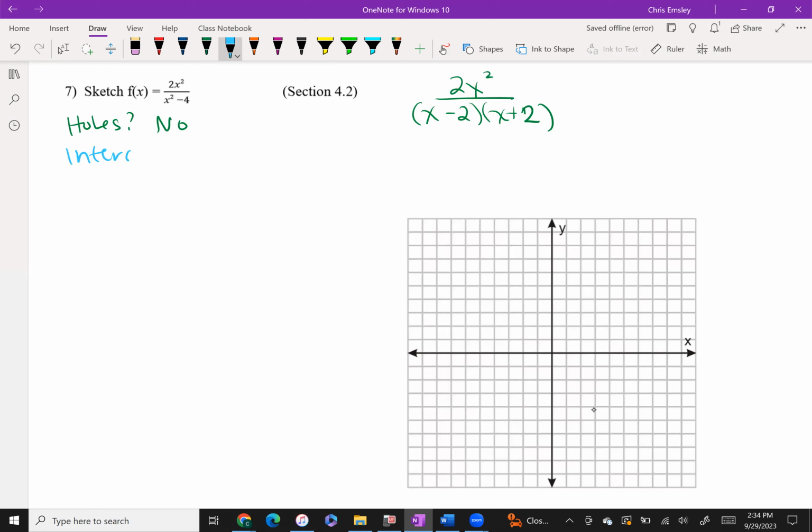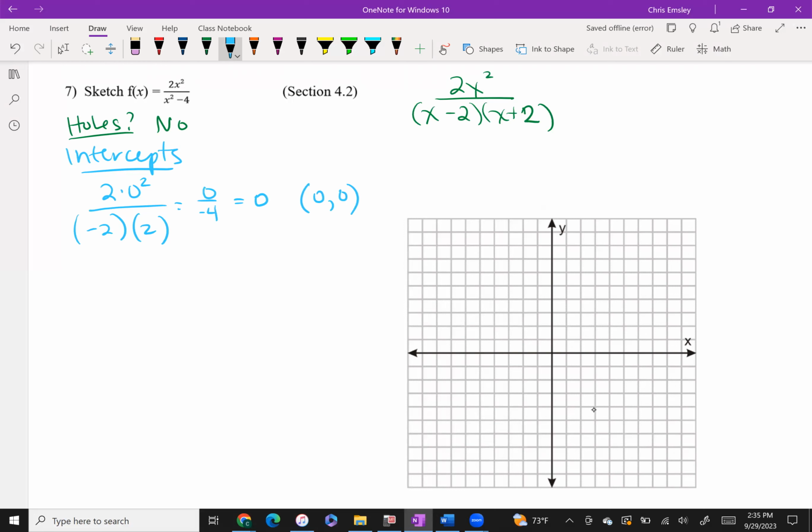Intercepts. Intercepts happen when, for our y-intercepts, when x is 0. So 2 times 0 squared over 0 minus 2, which is negative 2, and 0 plus 2, which is positive 2. But it doesn't matter because up top, 2 times 0 is 0. I get 0 over negative 4. Not undefined. It's only undefined if we get the 0 at the bottom. This is equal to 0. So we have a y-intercept of 0, 0.